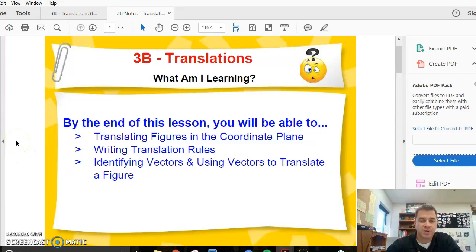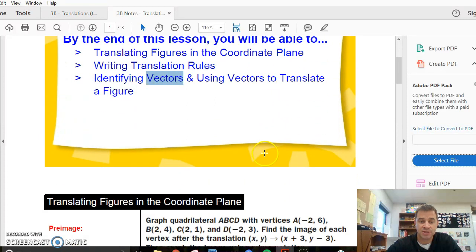Hey guys, so we're talking more specifically about translations, and you can see at the top of your notes, we want to be able to translate figures in the coordinate plane. We've already done that a little bit. We've also already done a little bit of this, writing translation rules, and then we're going to talk about something new, something called vectors and how that corresponds with translations.